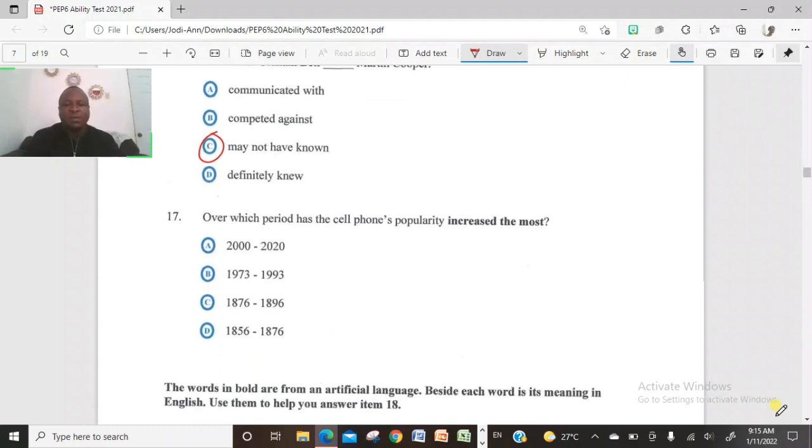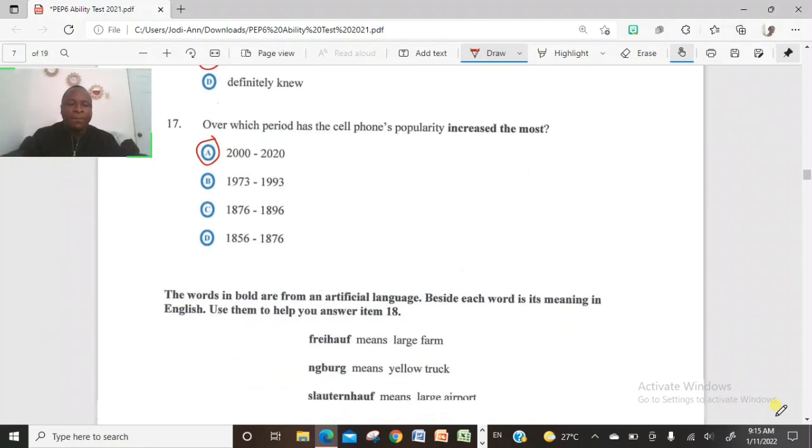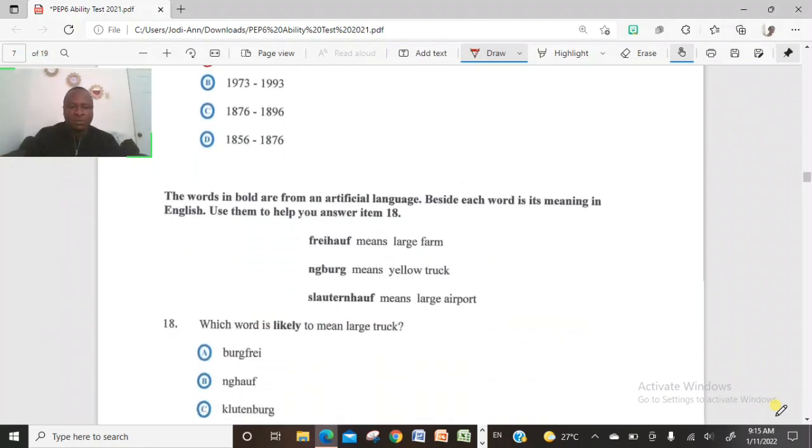All right. So question 17. Over which period has a cell phone's popularity increased the most? The last 20 years. So that would be 2000 to 2020.